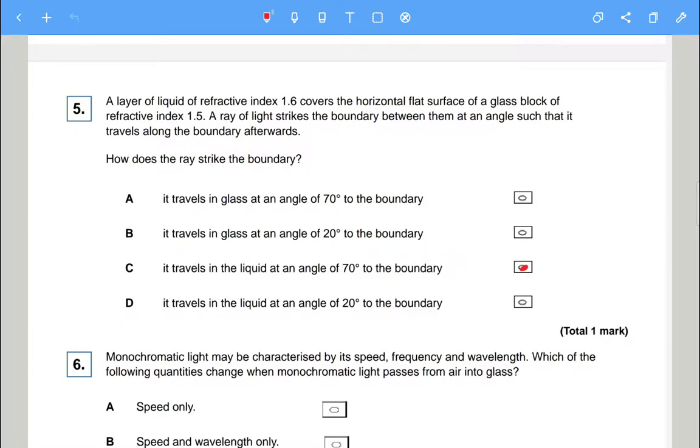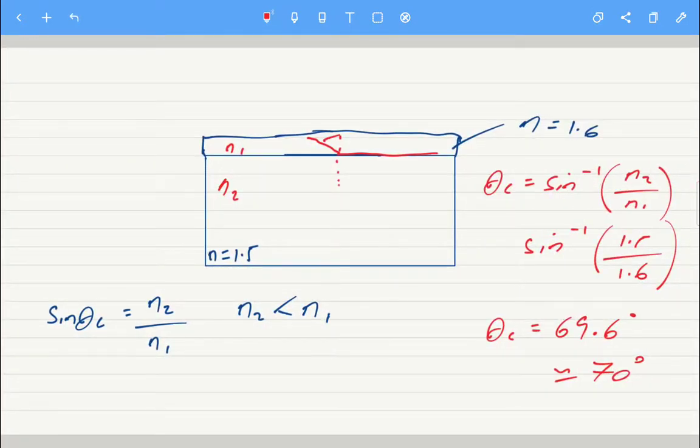Which would be C, however, because I don't know what word I can use to describe myself without making myself feel too bad. Not very good at English, maybe. I'll have to put all this in the comments. Basically, on C, yeah, it is 70 degrees to the boundary. It's 70 degrees from the normal. That's the critical angle of 70 degrees, which is 20 degrees from the boundary.